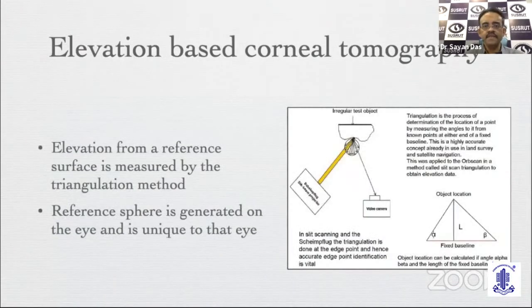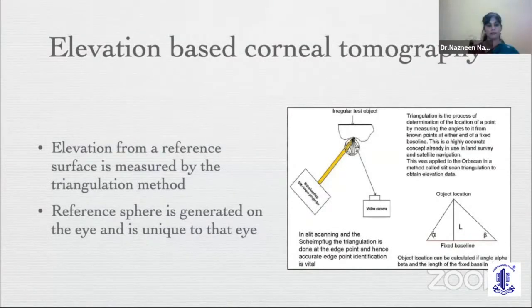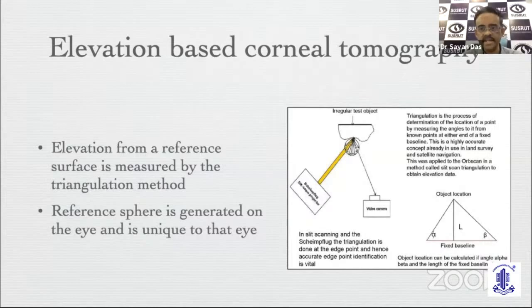While for the elevation-based corneal tomography, the elevation is measured from a reference surface, and this reference sphere is generated on a particular eye and is unique to that eye. And the reference sphere may vary from one eye to the other.